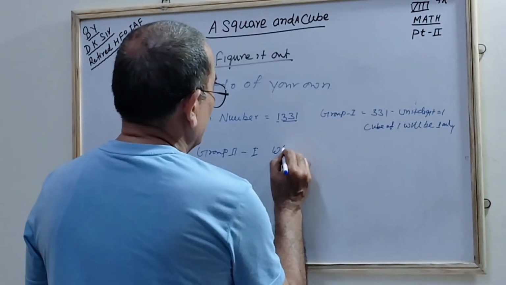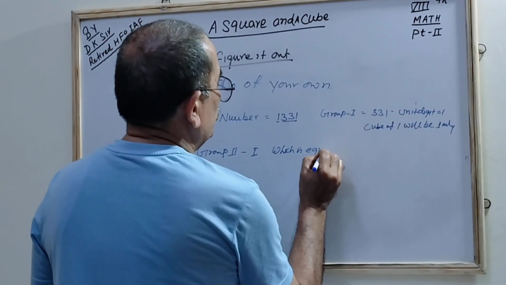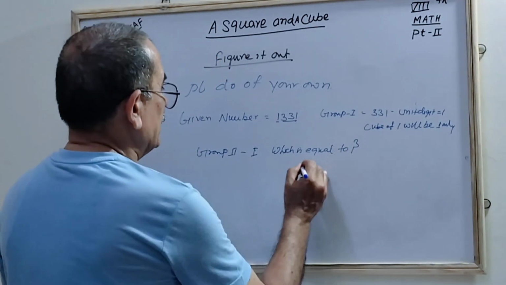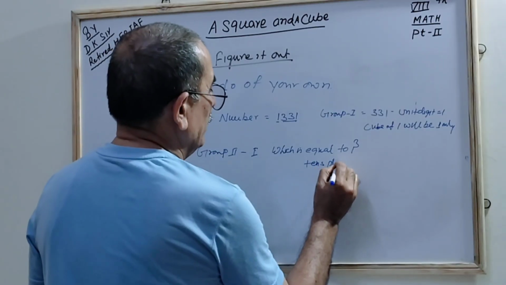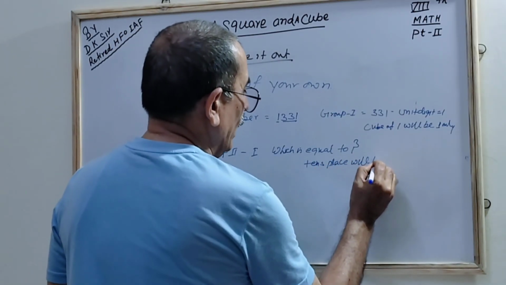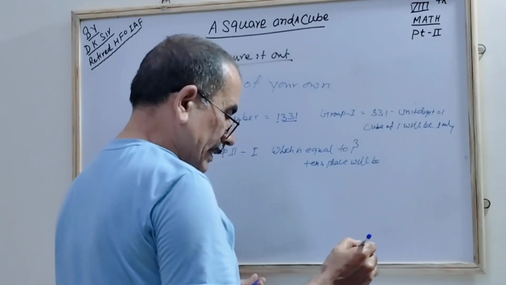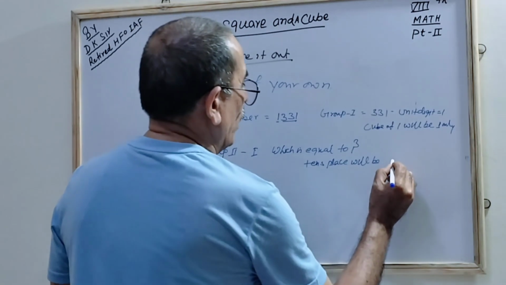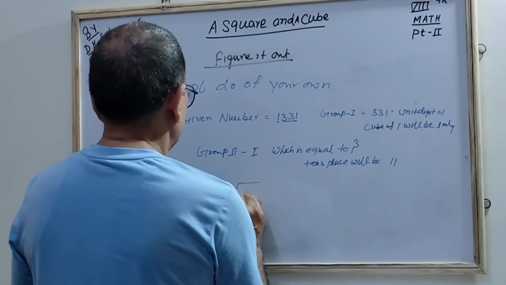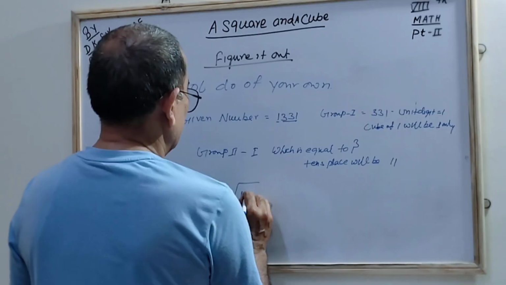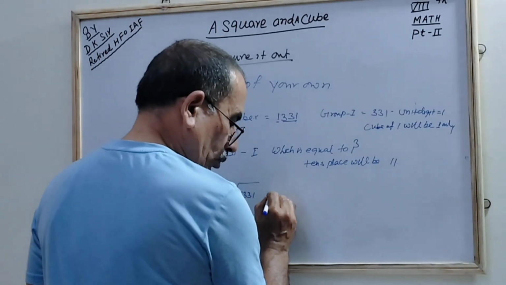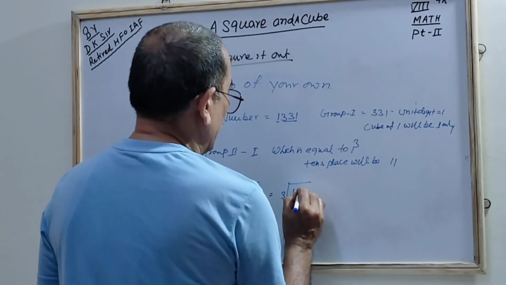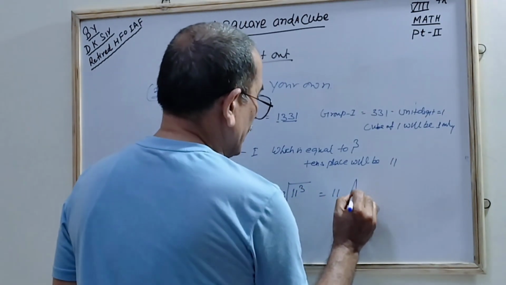Which is equal to 1 to the power cube, correct? So the tens place digit will be 1 only, correct? So as per that, we can check also, 1331 will be equal to 3, and that will be 1 to the power cube, which is equal to 1. This becomes the answer, correct?